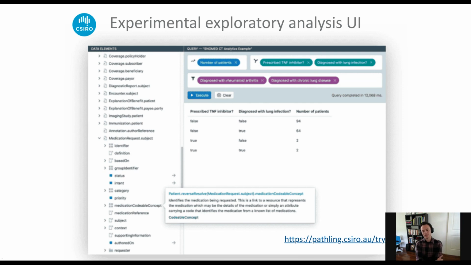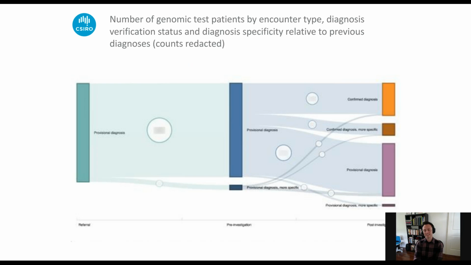As a demonstration of this functionality, we built a simple UI over the top of the aggregate operation. It allows you to select elements from the FHIR data model and add them to the aggregations, groupings, and filters for the query. Upon execution, the response is rendered as a simple table.